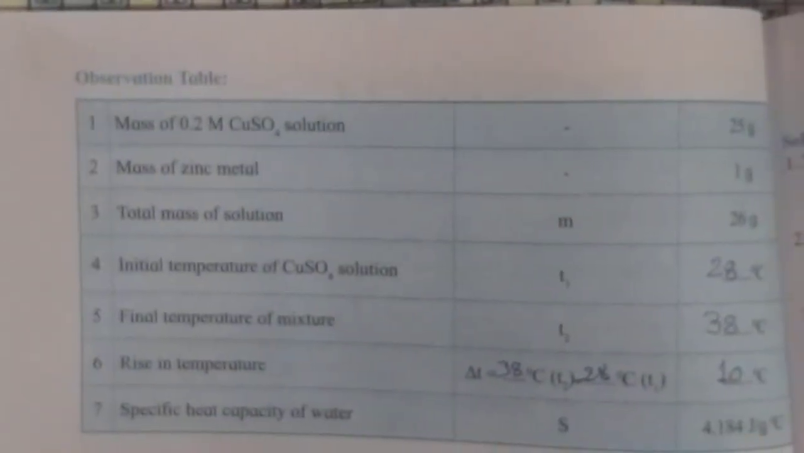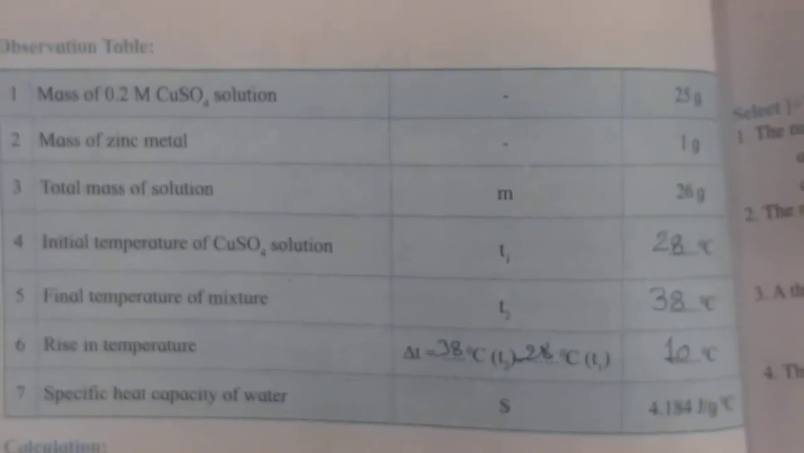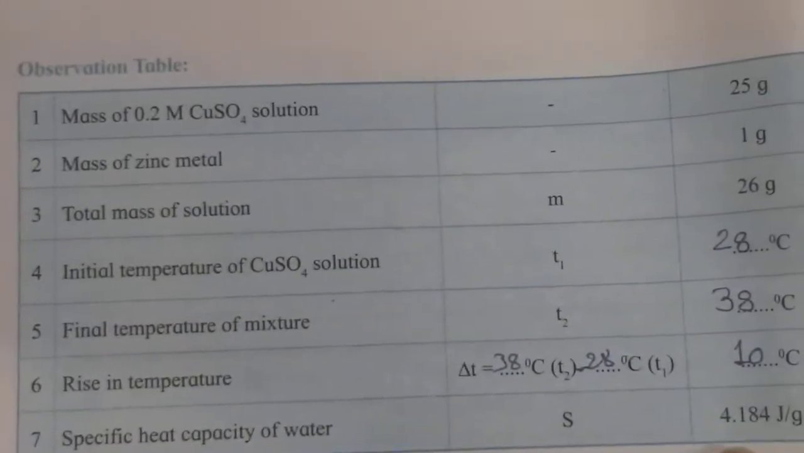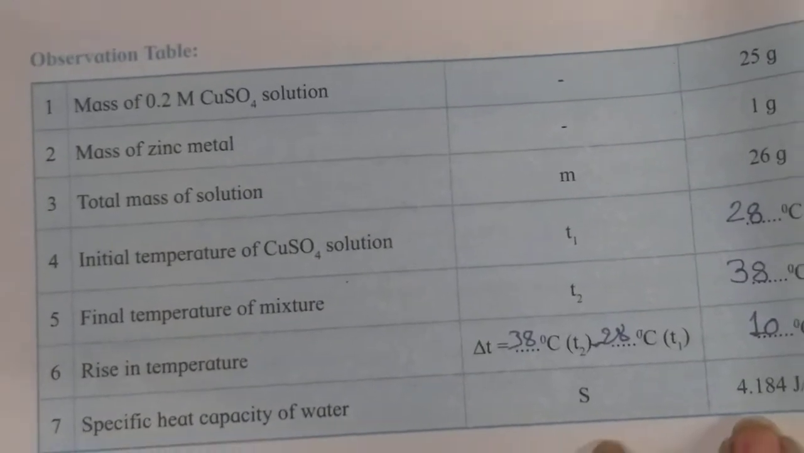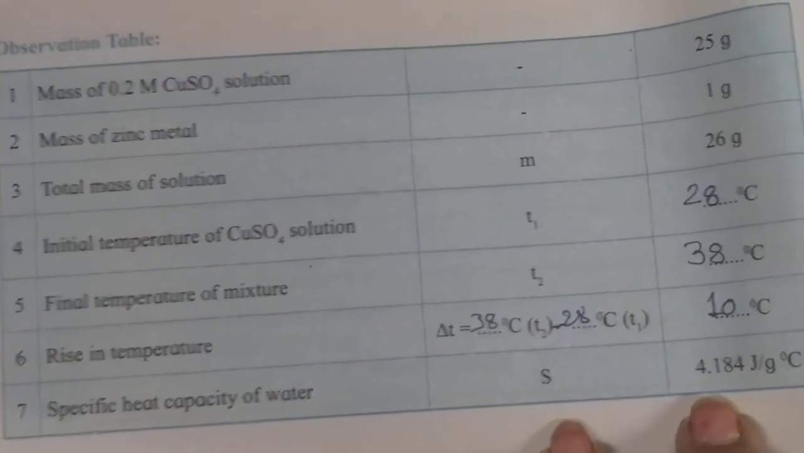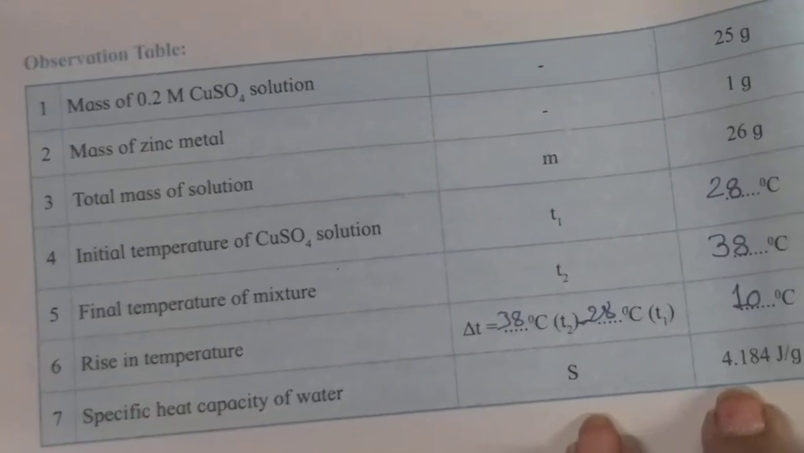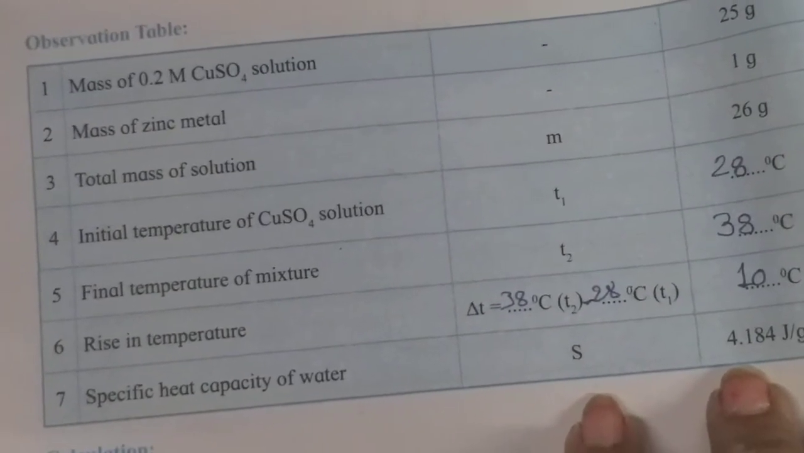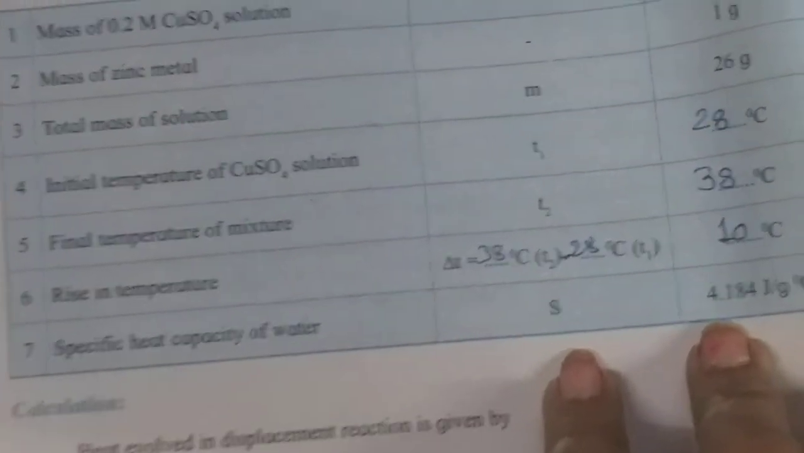Which are the required observations? Mass of 0.2 molar copper sulfate solution is 25 gram. Why 25 gram? We take 25 ml, but 25 ml means 25 gram. The second one is the mass of zinc metal, given as 1 gram. Total mass of solution becomes 26 gram, 25 plus 1, 26.